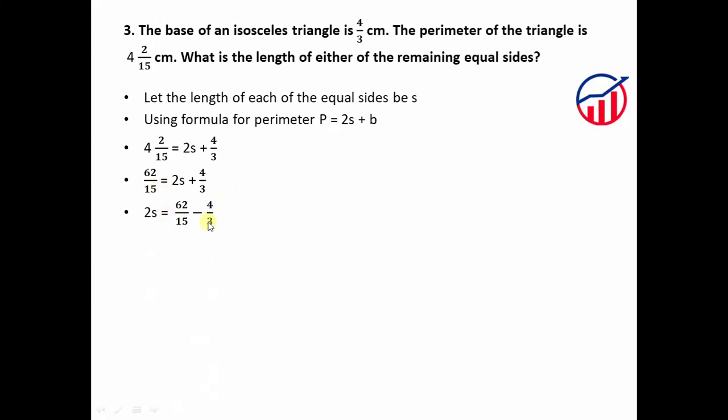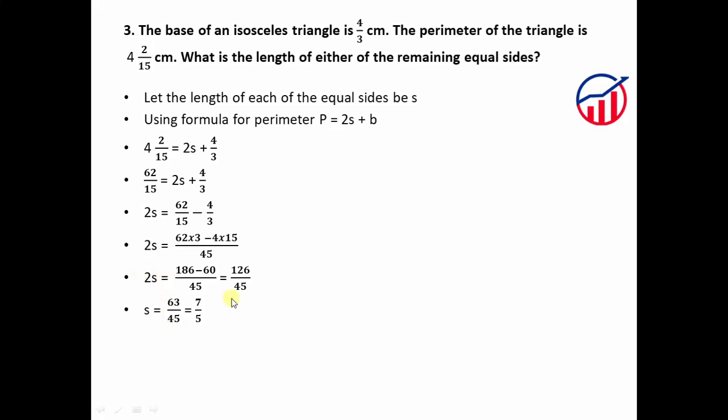So you take 2s over here, 2s as it is, and you get 62 upon 15 minus 4 by 3. So 2s is what? 62 into 3 minus 15 into 4 upon 15 into 3, which is 45. So you get 2s as 186 minus 60 upon 45, which is 126 upon 45.